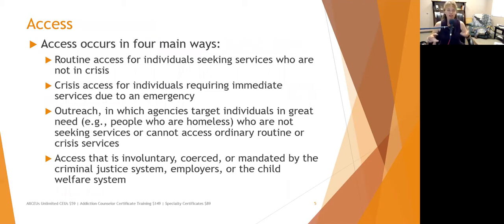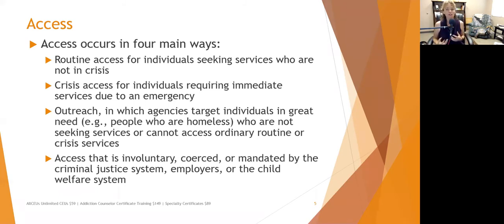There are generally a few other permutations. So you have routine access, crisis access, then you have outreach, in which agencies target individuals who are in great need, such as people who are homeless, or we had an entire outreach program for older adults because they didn't typically reach out to seek treatment. And access that is involuntary. So you have people who don't normally access services that might consider it if they kind of knew about it, and then you have access for the people who don't really care about services because they're not voluntary. And sometimes, a lot of times, you will be working with those clients.